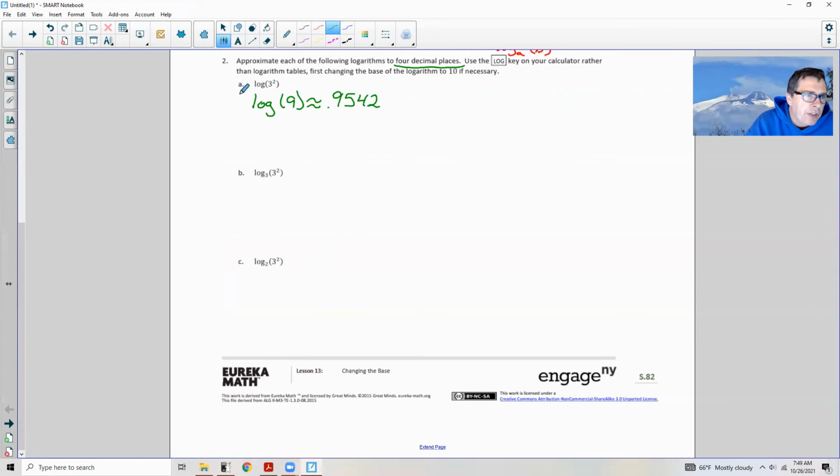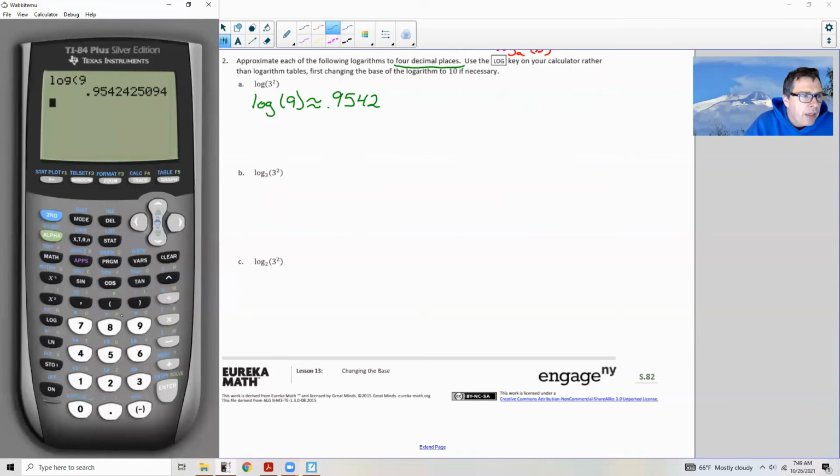Okay, we also could have brought the 2 out in front and said 2 log 3, but anyway, and I guess I could show that. So if we did that, then it'd be 2 log 3, and we'll get the same answer.